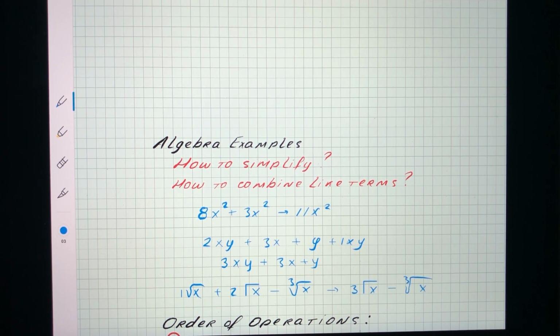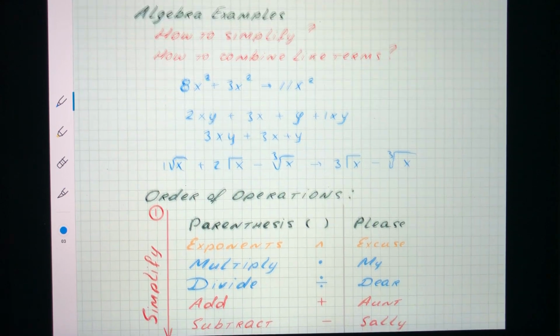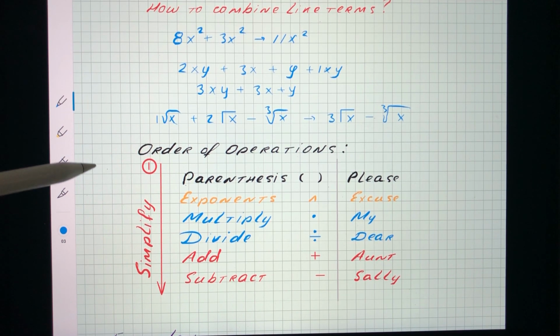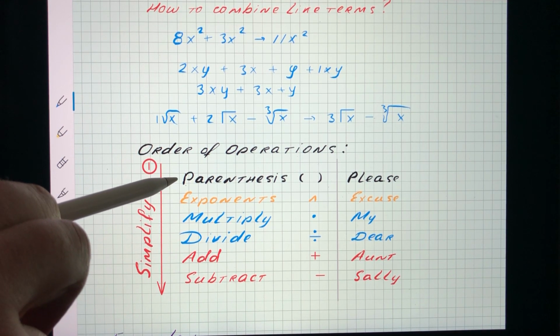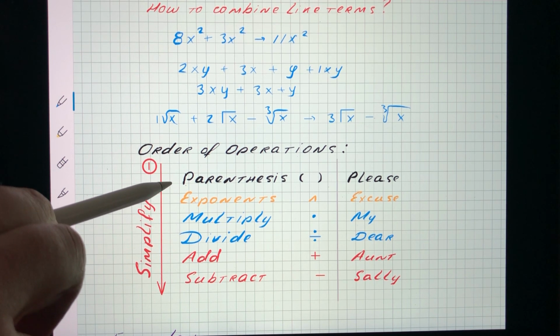So when we combine like terms, when we work with expressions and we simplify, we often follow the same order. That order is the order of operations, and the order of operations is parentheses. Here it is. Let me scroll a little bit. So here's the order of operations. We start at the top, and if we can do it, we perform the operation. If we cannot do it, then we skip over.